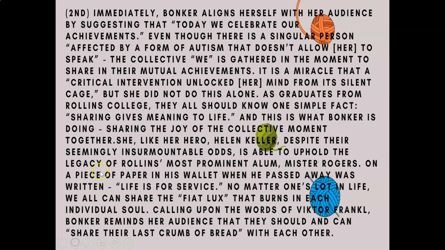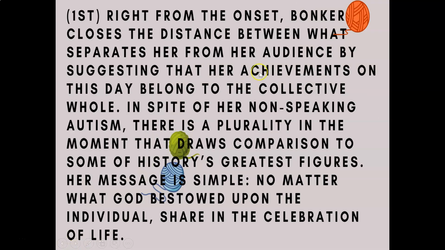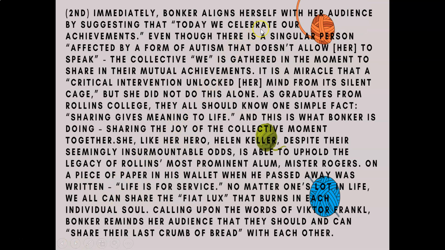So let's go to the fourth sentence. Immediately, Bonker aligns herself with her audience by suggesting that today we celebrate our achievements. Even though there's a singular person affected by a form of autism that doesn't allow her to speak, the collective we is gathered in the moment to share in their mutual achievements. Well, let's double check here. Weren't we going to talk about ethos, her person, her character? Look at those quotes. Look at those paraphrases, right? And we're already into the green a little bit because we're talking about the syntactical feature of the plural pronoun, right? So we're good. We have the right quotes. We have the right paraphrases.